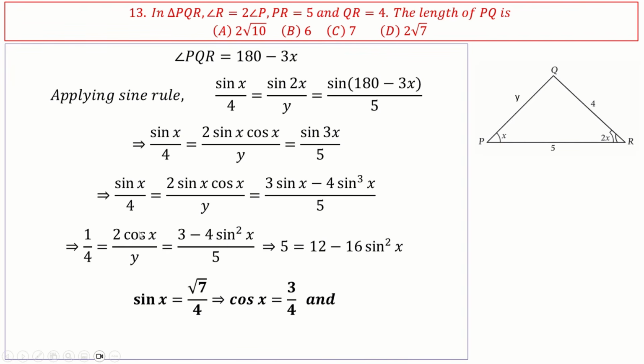Now cos x is 3 by 4, so my y is nothing but 2 into 3 by 4 into 4, correct? That is 6. 8 cos x is y. So if cos x is 3 by 4, y is 6. This is the y I am looking at. So this is option B. Okay, this is also easy actually. You just need to apply sine rule. Next.